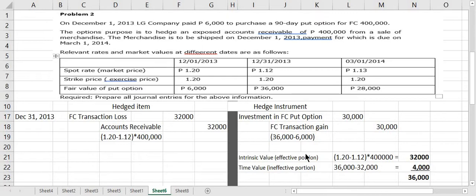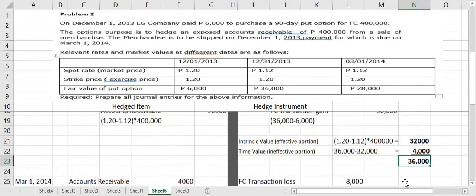Okay? For the time value component naman, how to get that? That's of course the 36,000 fair value ng ating put option minus the intrinsic value na 32,000. Kaya meron kang 4,000 na time value. That's 32,000 plus 4,000. That's equal to the 36,000.